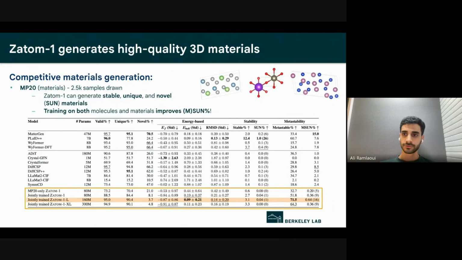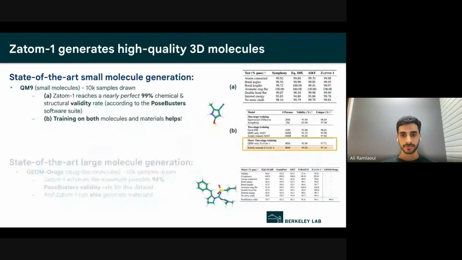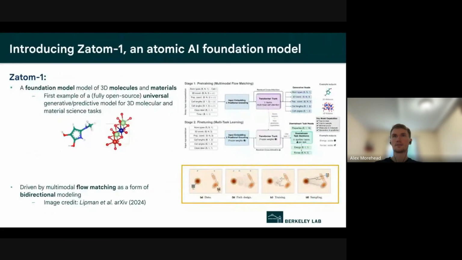And I have a question as well, maybe a bit more basic. How do you use this model to generate materials? Like, how do you decide if you're generating a material or a molecule, for instance, when you run it? Yeah, great question. Maybe I'll go back to the intro slide.